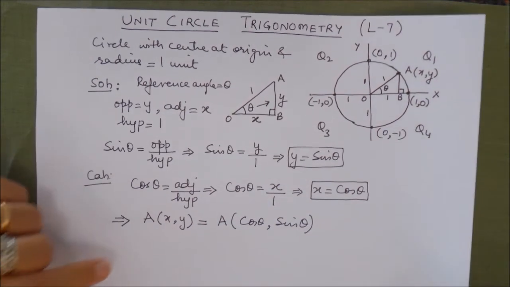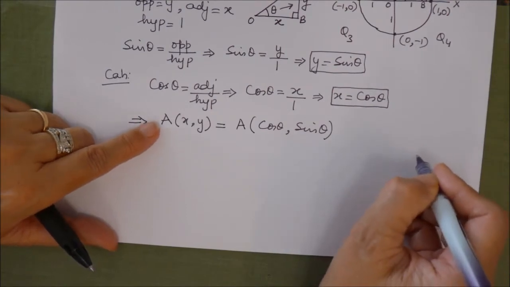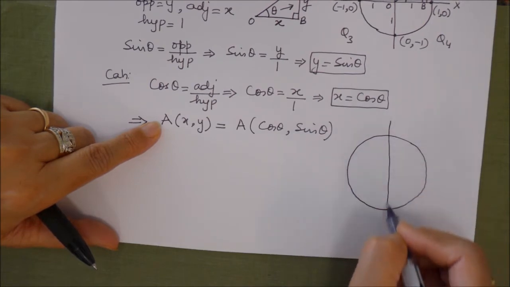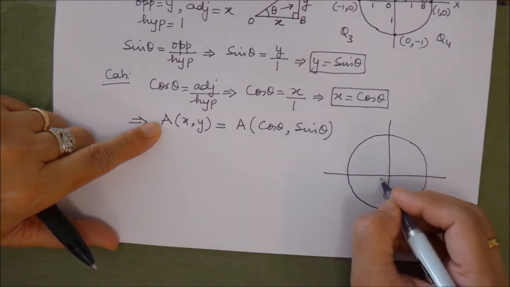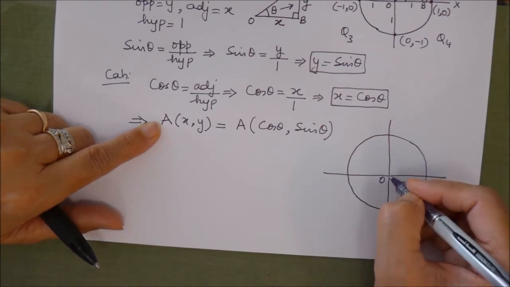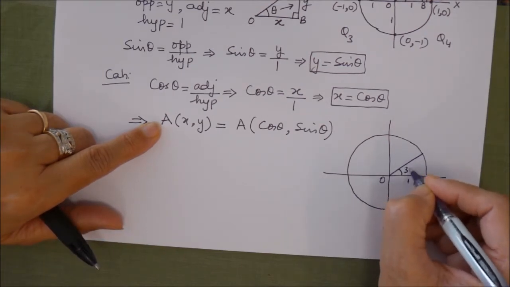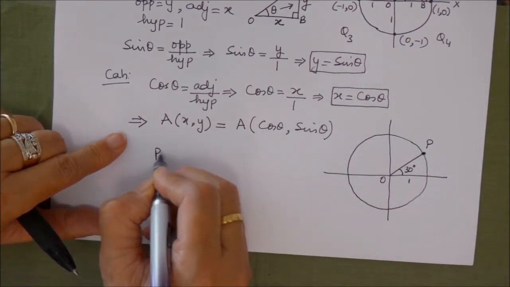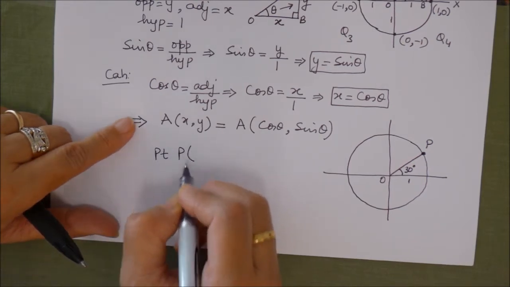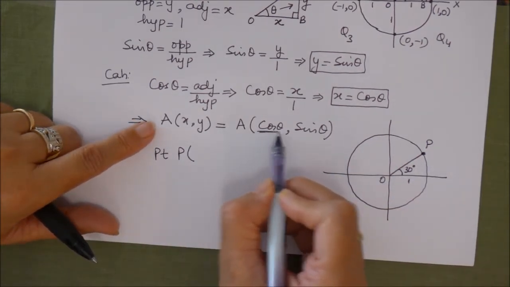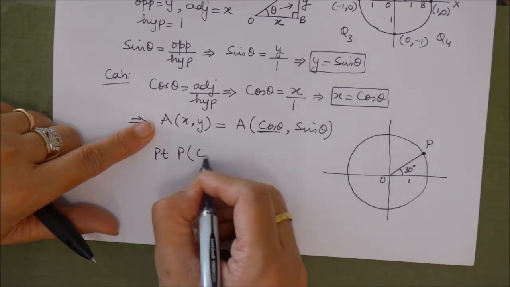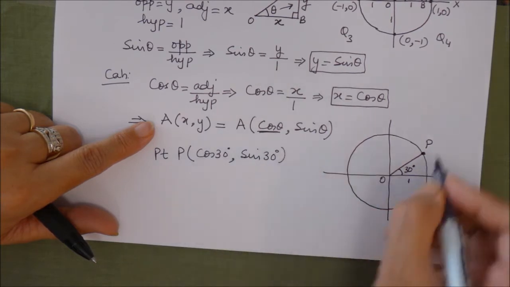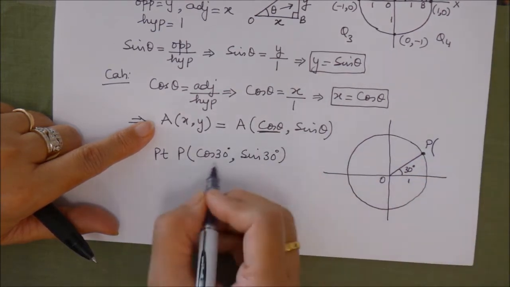Now how do we use this? If we take a unit circle once again, and this radius is 1, and suppose we take this angle as 30 degree, and this is some point P. So this point P will be cosine of this angle of inclination. So it is cosine 30 degree and sine 30 degree.